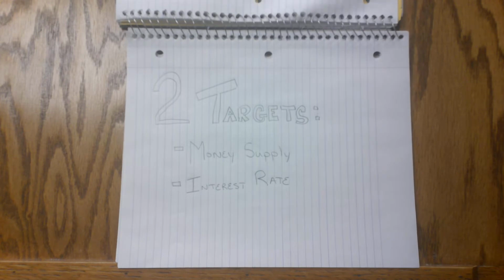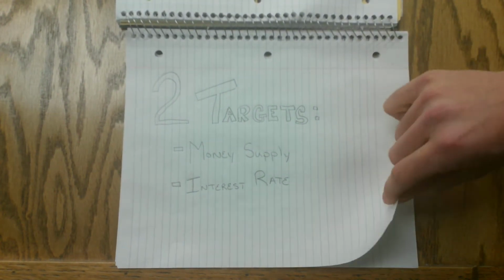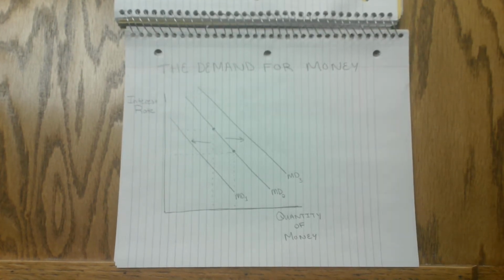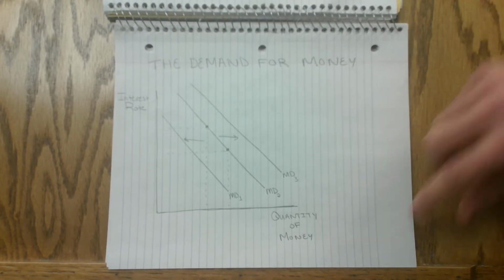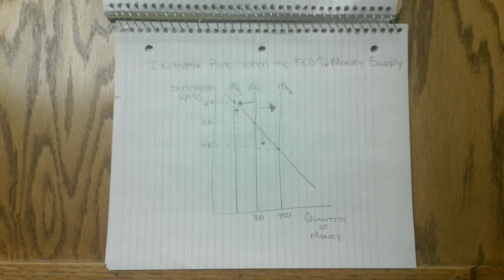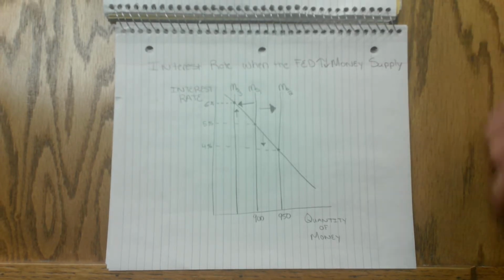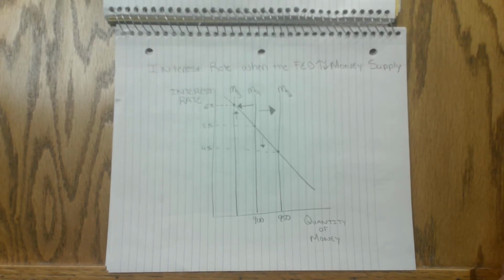The targets for monetary policy are money supply and interest rates. A decrease in the interest rate causes an increase in the quantity of money demanded. When the Fed decreases the money supply from MS1 to MS3, the equilibrium interest rate rises. When the Fed increases the money supply from MS1 to MS2, the equilibrium interest rate falls.